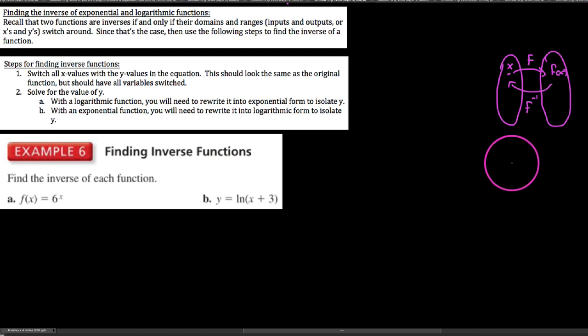Basically, if you were to take f inverse of x and plug our f of x values into it, it goes back to the original x value. So the neat thing about inverse functions is that they undo one another. What we want to be able to do is, given a function, find its inverse. And this is always something we can do.